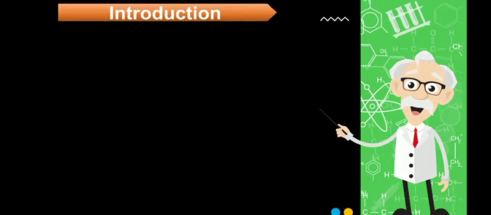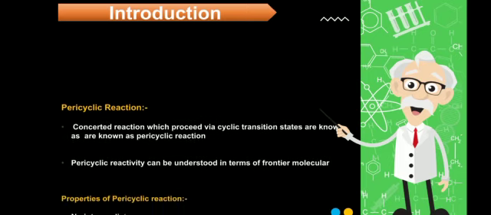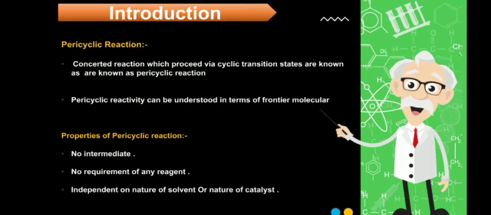Before moving towards our main topic, I will explain from where the cycloaddition reaction is taken, that is pericyclic reaction. Pericyclic reactions are all such concerted reactions which proceed via a cyclic transition state, and the transition state formed there is totally unstable and spectroscopically not detectable. Pericyclic reactivity can be understood in terms of the frontier molecular orbitals, that is HOMO and LUMO, and the outcome of this reaction is a cyclic product.